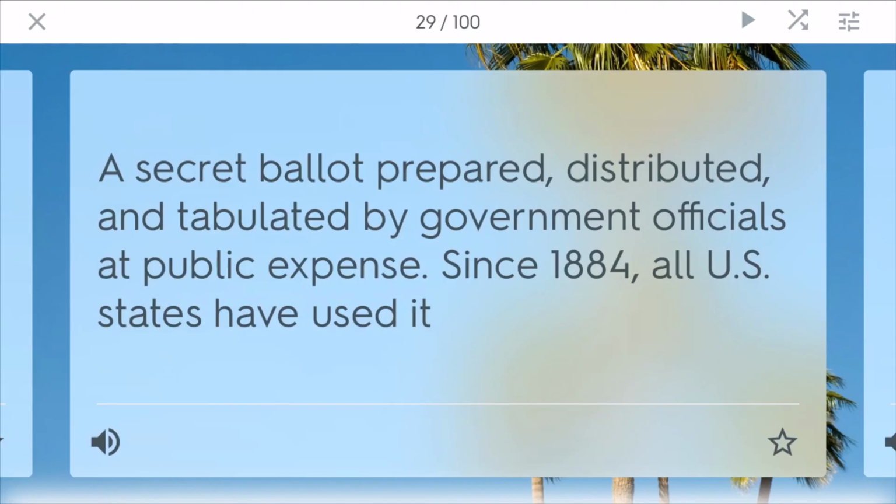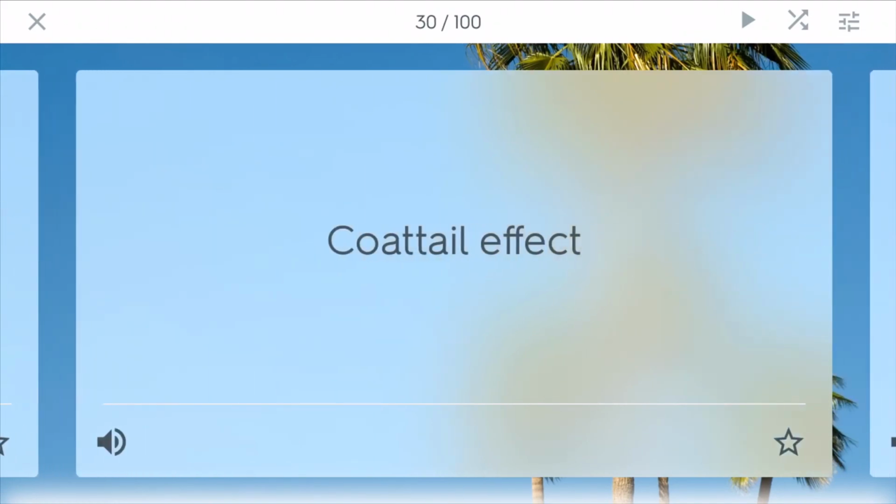Australian ballot. This is a secret ballot that is prepared, distributed, and tabulated by the government officials at public expense. So since 1884, all U.S. states have used it because it's seen as a fairly secure way, and it's also seen as a fair way because the U.S. government is funding it, so poorer areas will not be at a disadvantage.